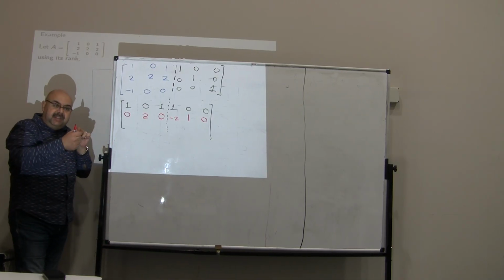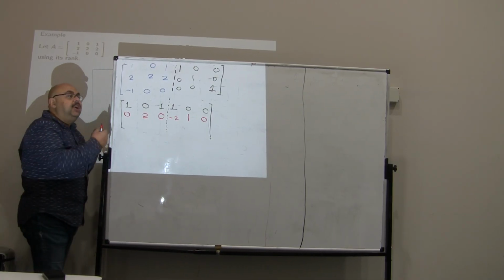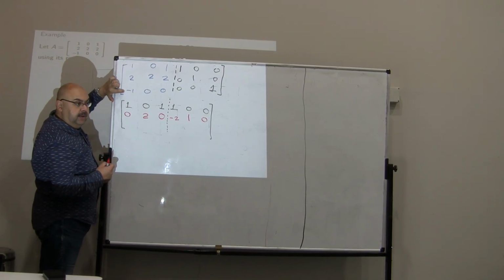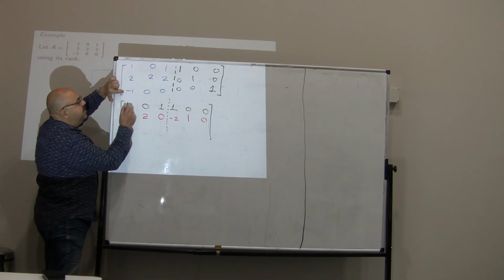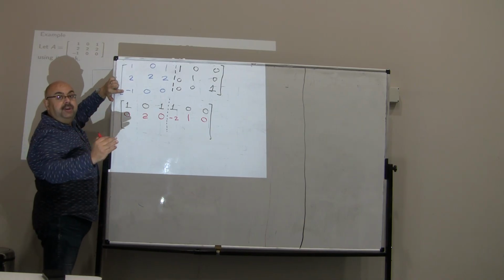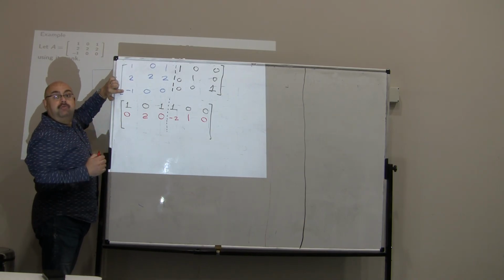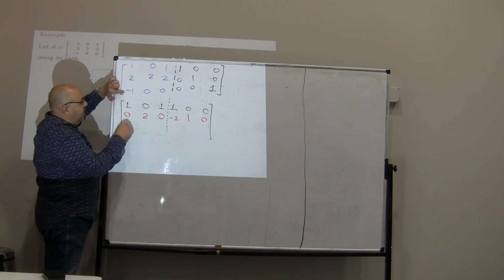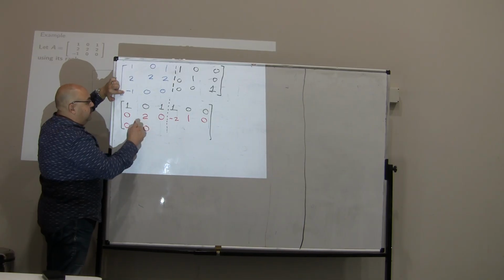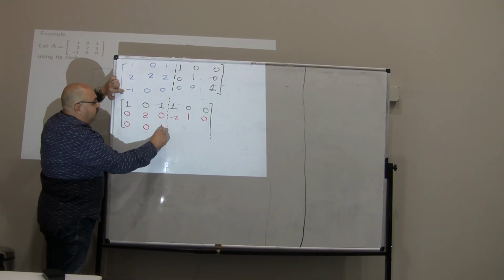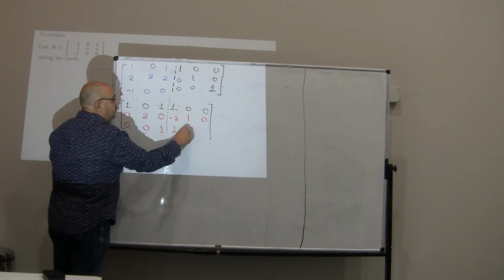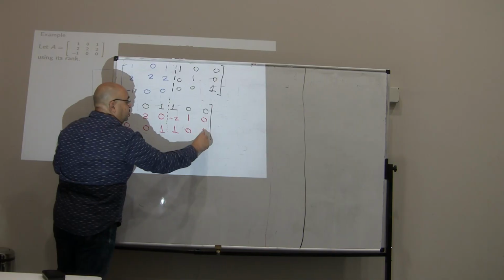Now I have changed the second row. I'm going to change the third row. The third row starts with negative 1, so all I have to do is add this row to that one, using multiplying a row by a number and adding it to another row. So I will add 1 plus negative 1, the result will be 0. 0 plus 0 is 0. 1 plus 0 is positive 1. Then 1 plus 0 is positive 1. 0 plus 0 is 0. 0 plus 1 is positive 1.